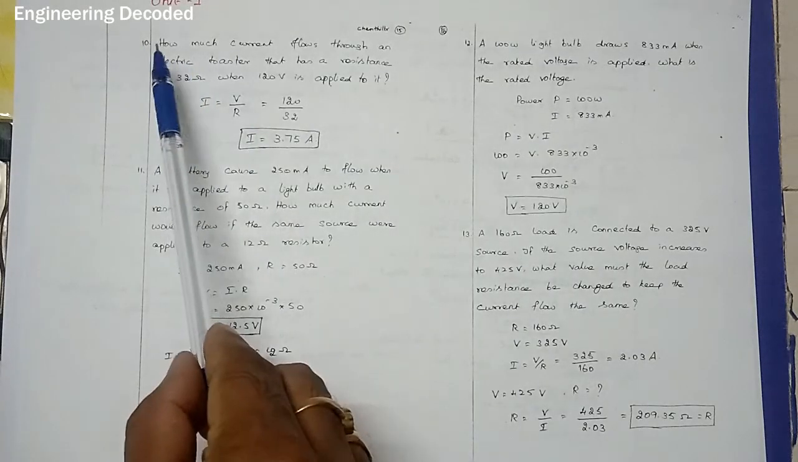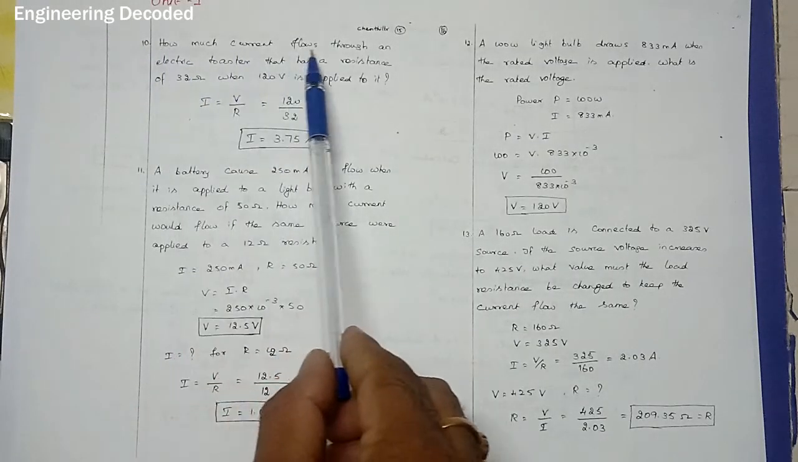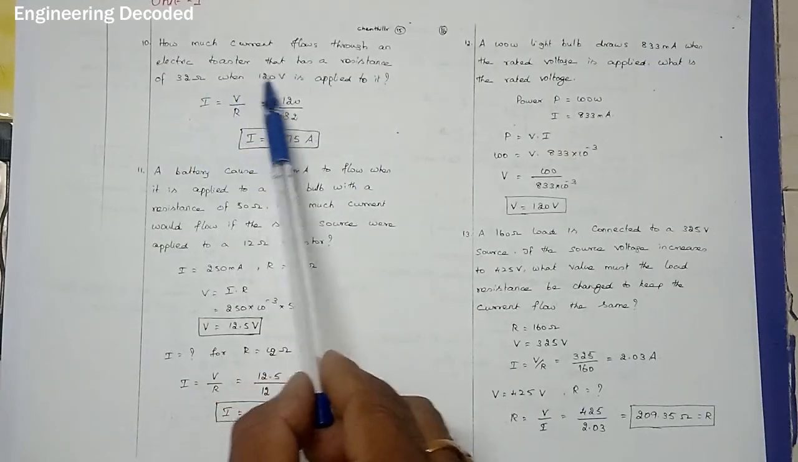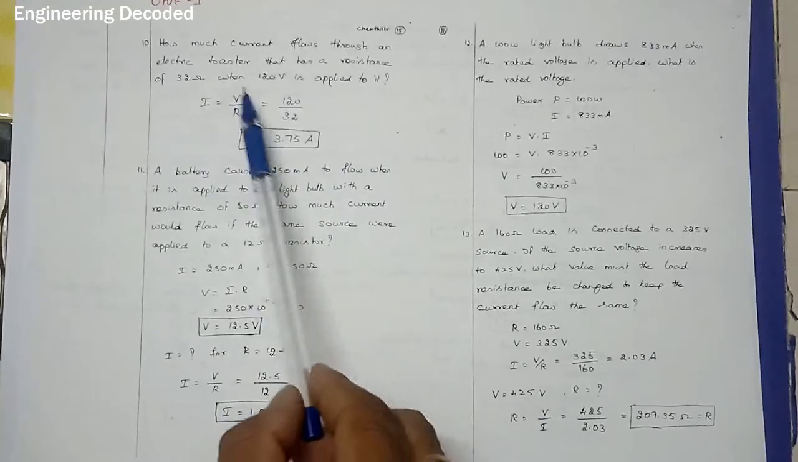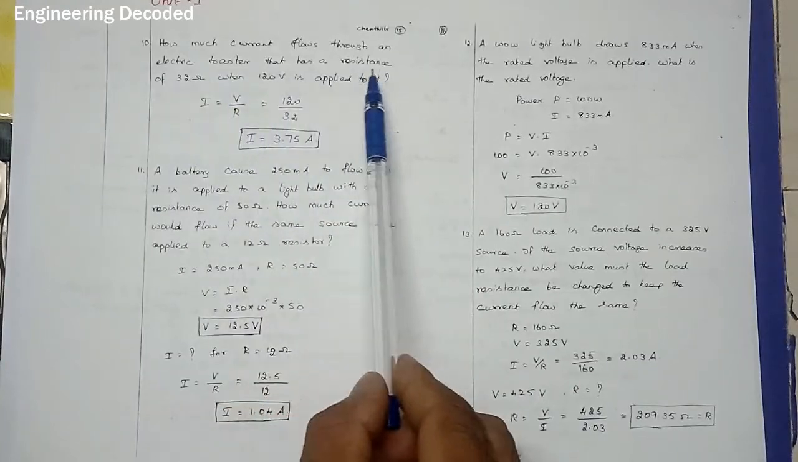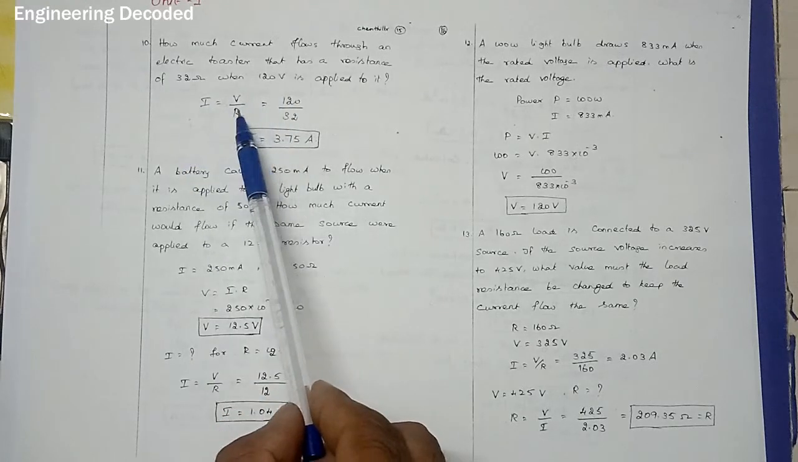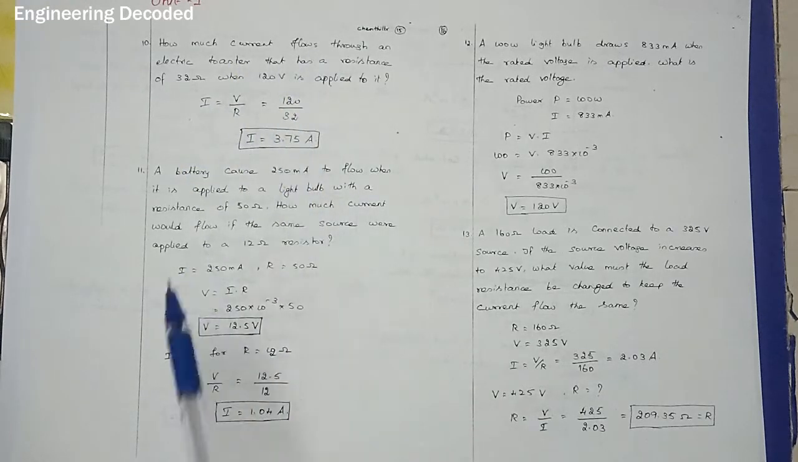Next we can see this problem. How much current flows through an electric toaster that has a resistance of 32 ohm when 120 volt is applied to it? So resistance 32 ohm is given, V is given. So I equal to V by R. Just substitute the values, you will get the answer.